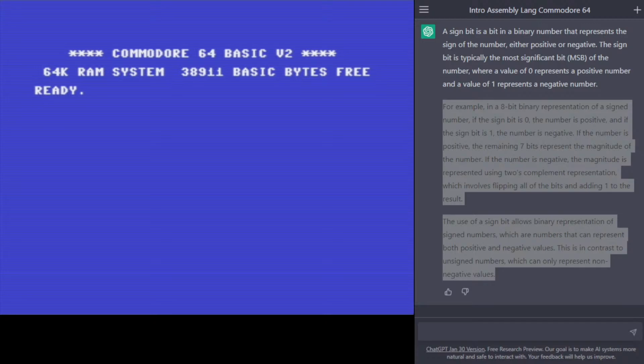The use of a sign bit allows binary representation of signed numbers, which are numbers that can represent both positive and negative values. This is in contrast to unsigned numbers, which can only represent non-negative values.